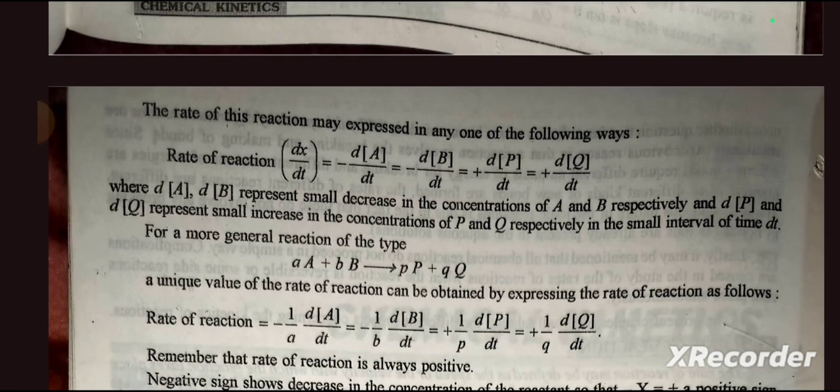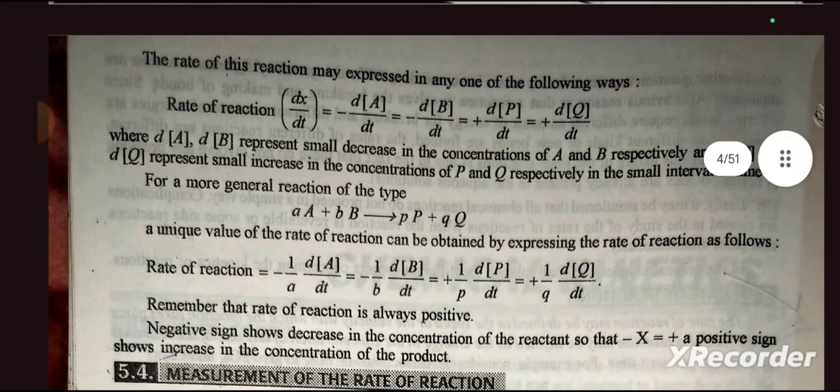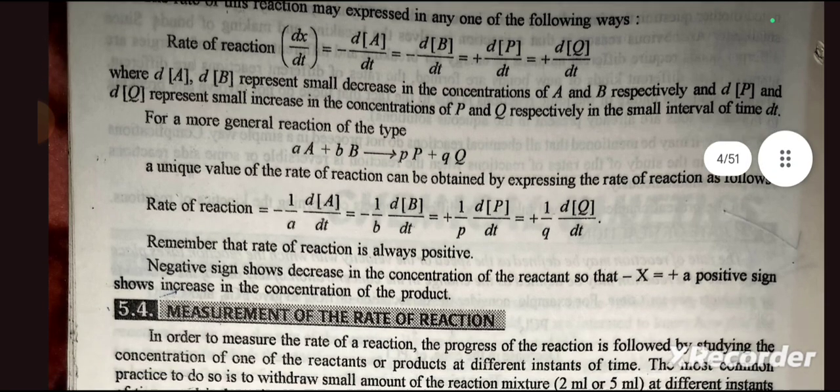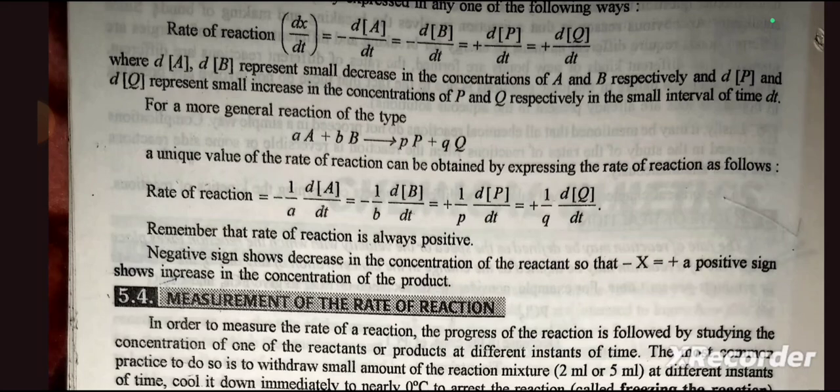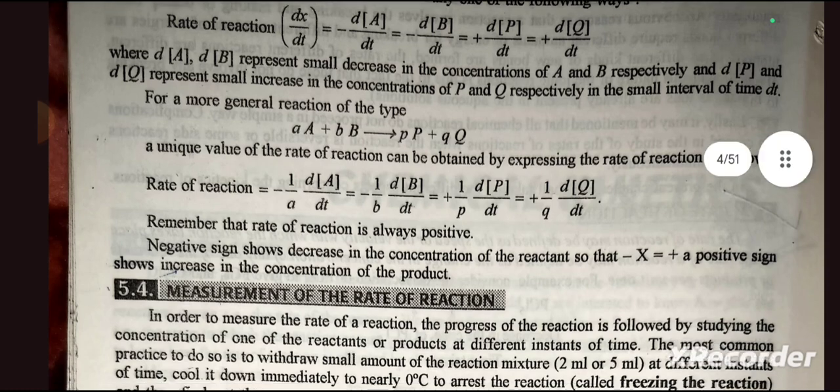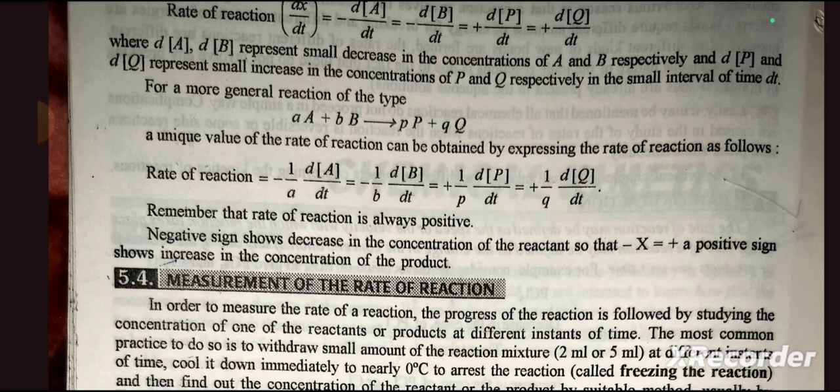The rate of the reaction may be expressed in any one of the following forms. Rate of reaction dx by dt is equal to minus dA by dt is equal to minus dB by dt is equal to plus dP by dt is equal to plus dQ by dt, where dA, dB represent small decrease in the concentration of A and B respectively, and dP and dQ represent small increase in the concentration of P and Q respectively in the small interval of time dt.